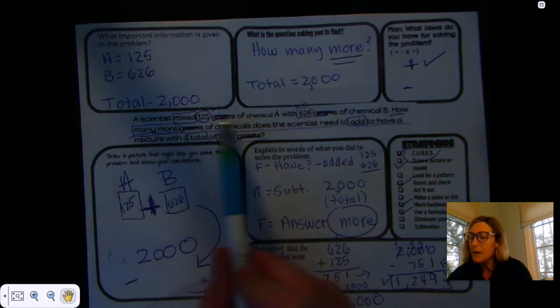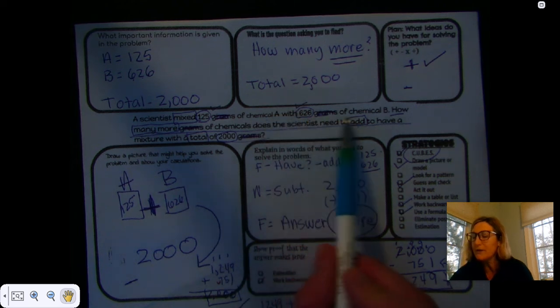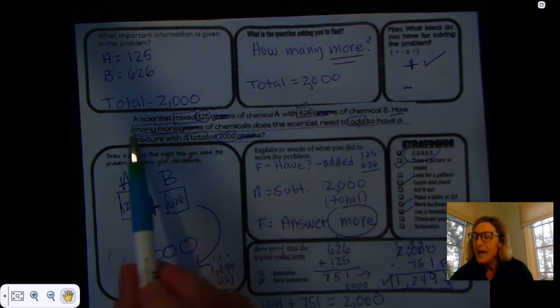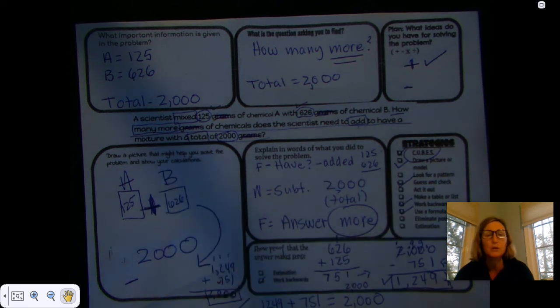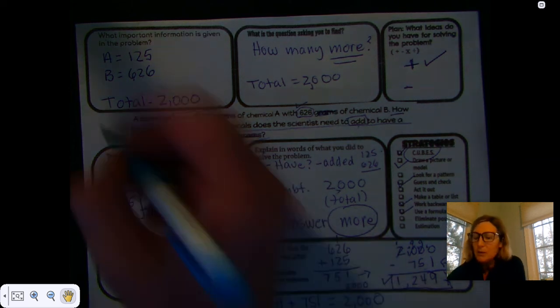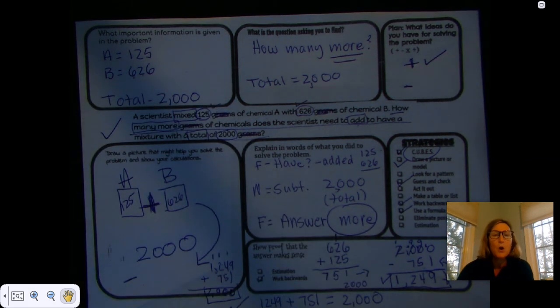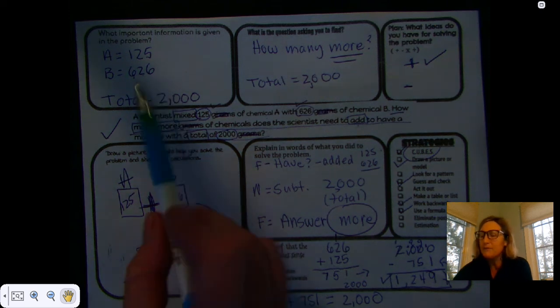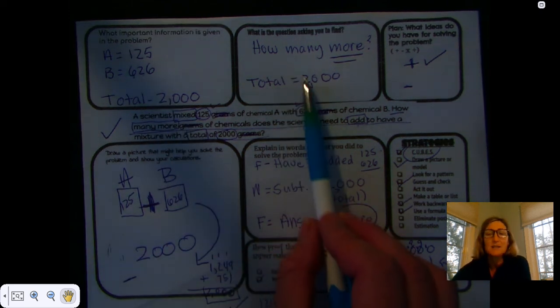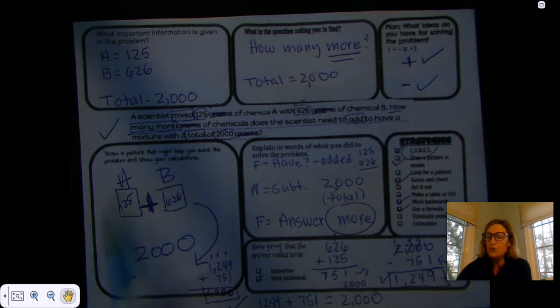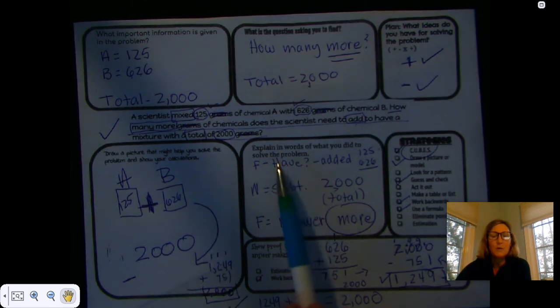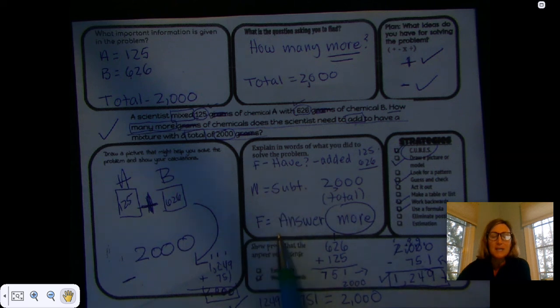A scientist mixed 125 grams and 625 grams of chemical A and B. How many more does the scientist need to add to have a mixture with a total of 2,000? Okay, so if we check our work, we can do a check here to say we have worked it out. We have found the important information. We have asked, what is the question? We've done both of our operations. We drew a picture here. We did what we did first, next, and finally. And then we worked out our problem.